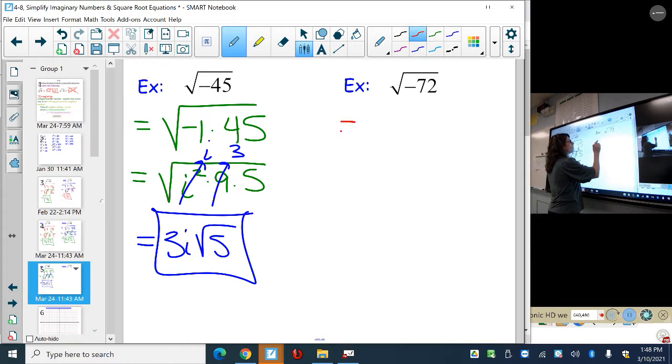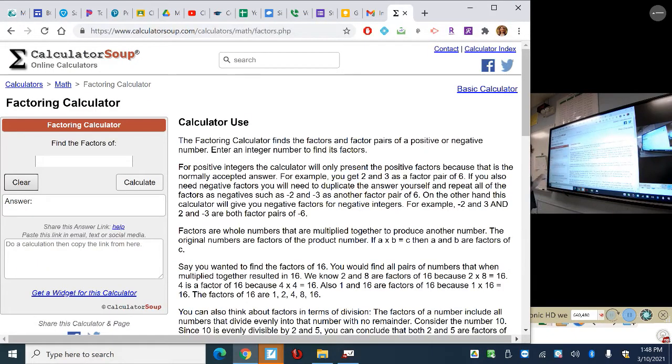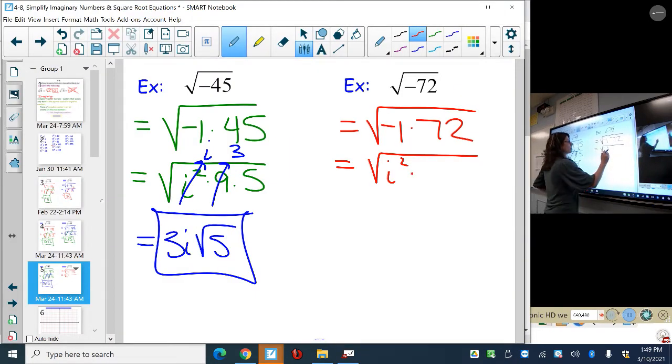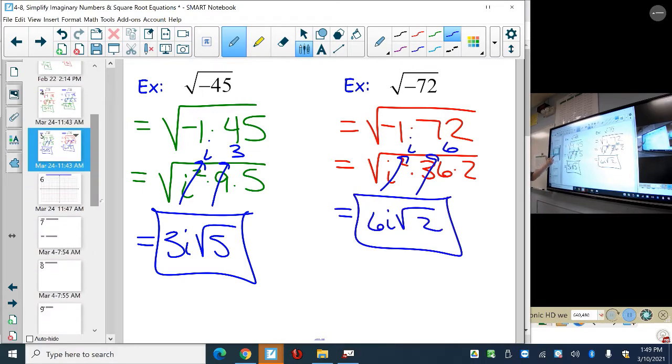Over here, negative becomes a negative 1. I squared is going to turn into the negative 1. Come over to your calculator soup, clear that out, put in 72, hit enter, and you're going to have 2 times 36. So this is going to be 36 times 2. I squared comes out as an i, 36 comes out as a 6, and you're left with 6i square roots of 2.